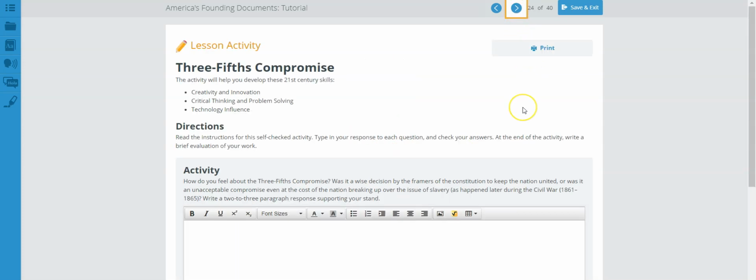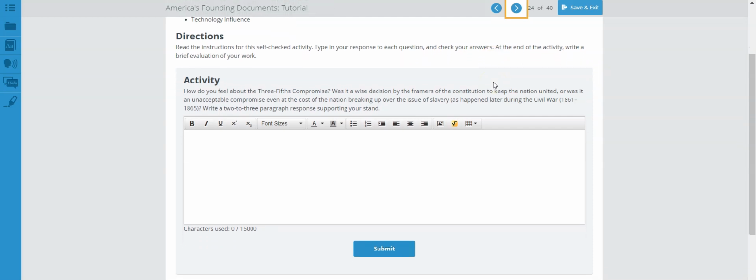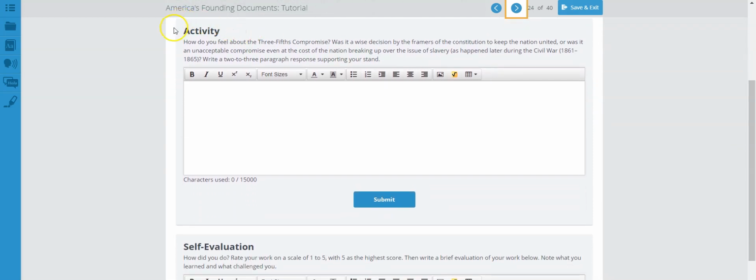Let's move on. We are now on page 24 of the American Founding Documents tutorial, and this is your lesson activity, the 3/5 compromise. Let's read the directions here so we'll know what to do. Read the instruction for this self-check activity, type in your response to each question, and check your answers. At the end of the activity, write a brief evaluation of your work. Activity: how do you feel about the 3/5 compromise?